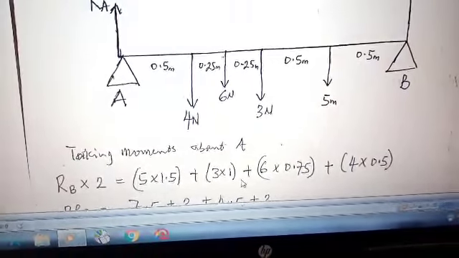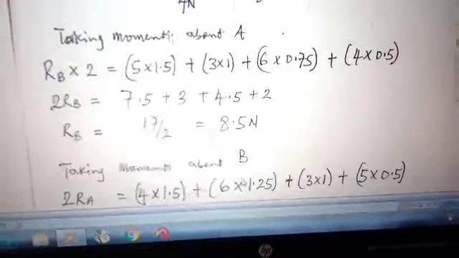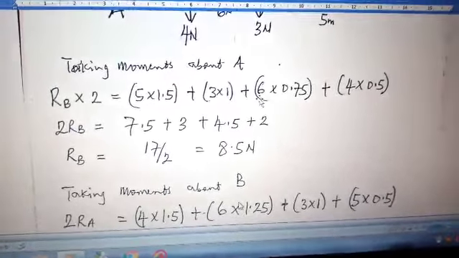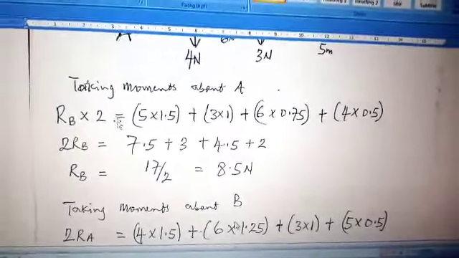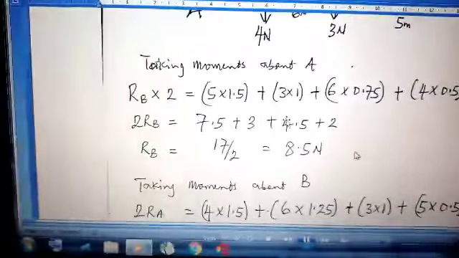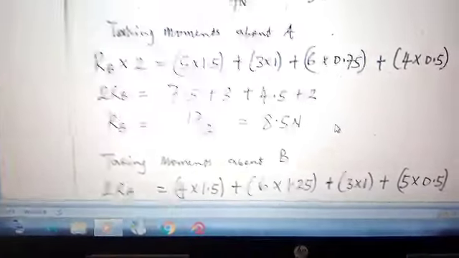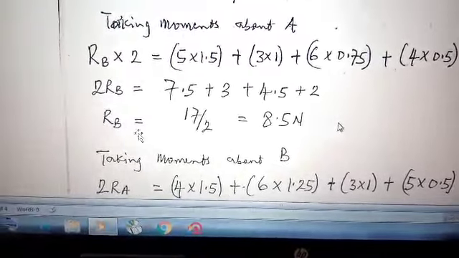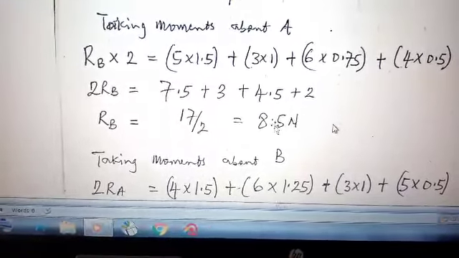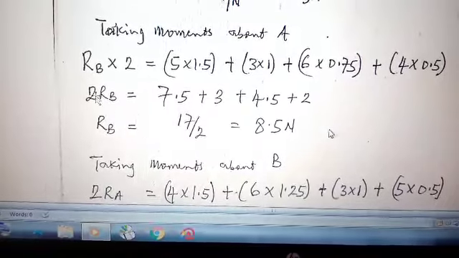So this is the principle: clockwise moment is equal to anti-clockwise moment. Here is your anti-clockwise again, while you have all this as your clockwise moment. If you simplify this, you get this as 7.5, this as 3, this as 4.5, and this as 2. From there you make RB the subject, and that will give you 17/2, which is equal to 8.5 newtons. So this is the pressure at point B.